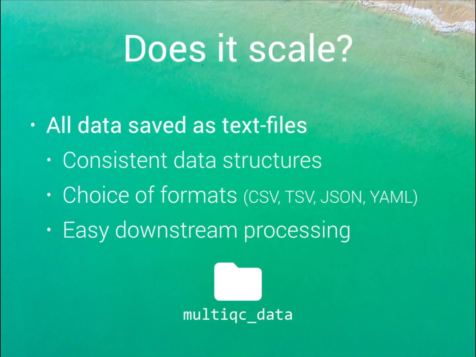If this still isn't enough, all of the data that MultiQC parses out of text files is saved as raw data files. The advantage of this is that there's a single consistent data structure style, and you can choose whether you want this as comma separated or tab separated, which is the default, or JSON or YAML. This means that MultiQC can be a very easy middle step for data processing. If you're using a single cell experiment, you can run MultiQC to normalize all of this information so that you can easily do downstream analysis.